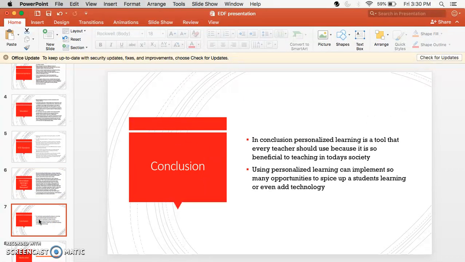So in conclusion, personalized learning is a tool that every teacher should use because it is so beneficial to teaching in today's society. Using personalized learning can bring so many opportunities to spice up a student's learning or even add technology. I really just wanted to go over personalized learning and all the benefits it could offer, how it could help teachers, how it could help me specifically when I go into human resources, and how it could somewhat help people in a different career.